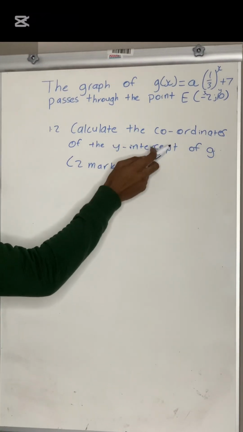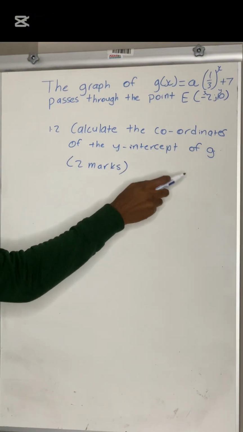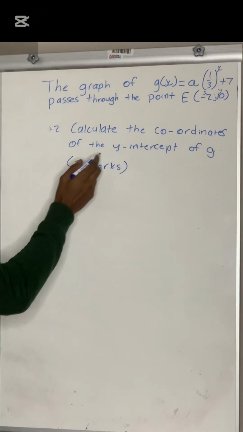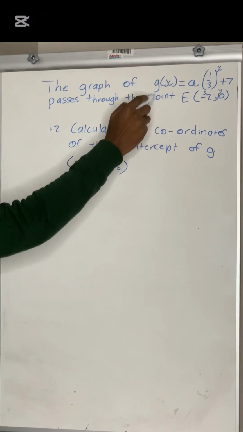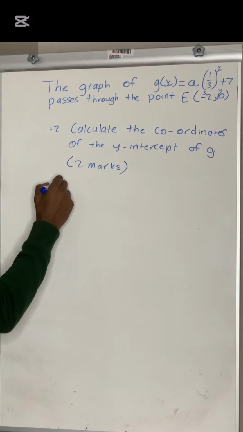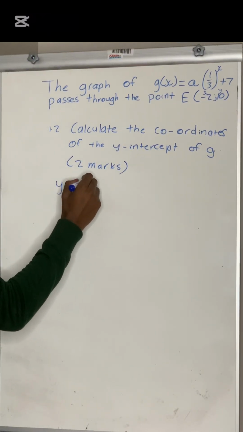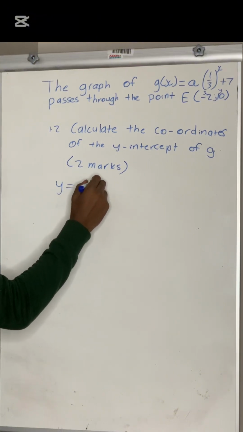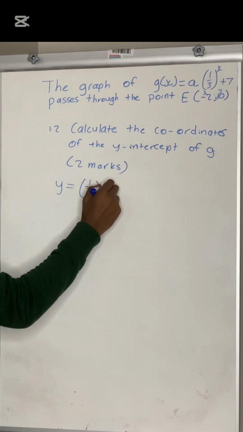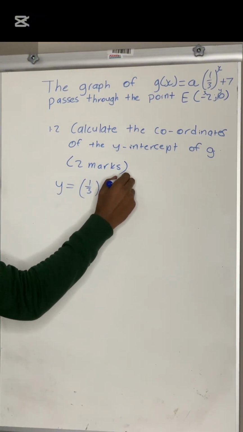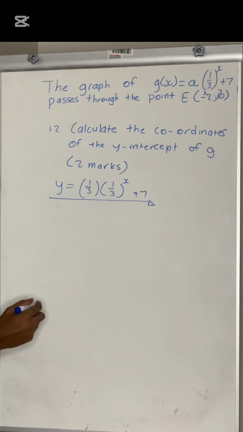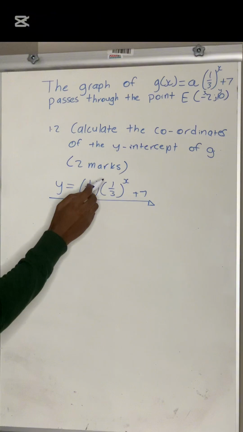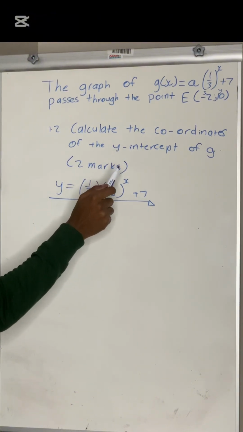So now let's calculate the coordinates of the y-intercept of g for 2 marks. So g of x is a into (1/3)^x. And from the previous question, remember we solved a, which was 1/3, multiplied by (1/3)^x + 7. So this is the standard formula that we're dealing with. So we are now looking for the y-intercept.